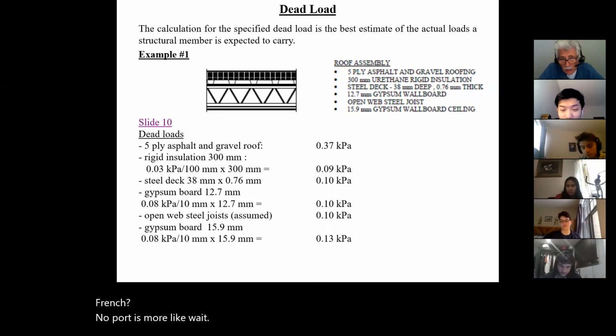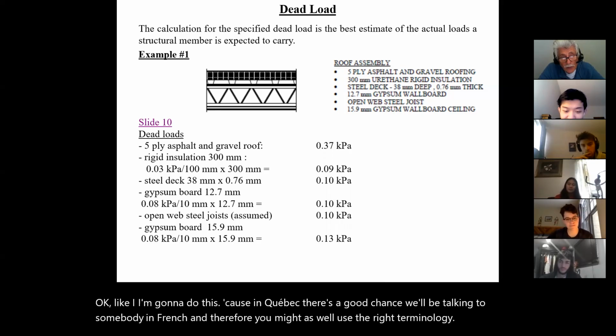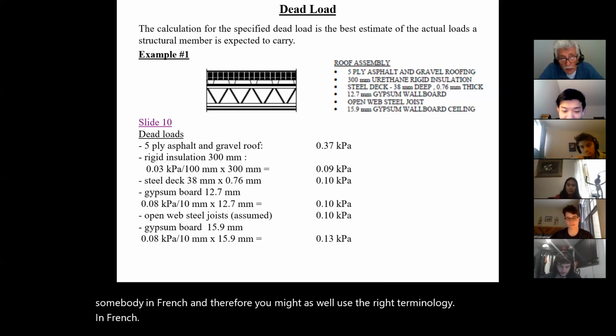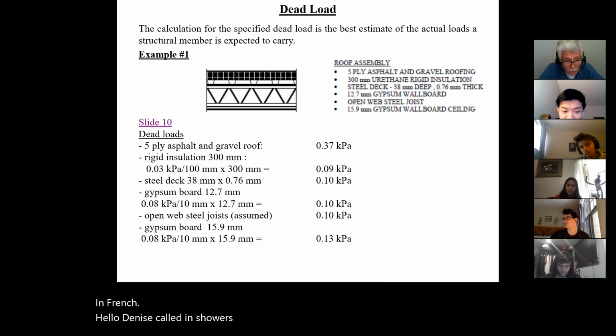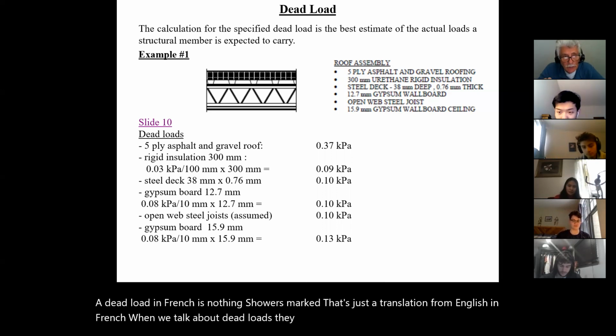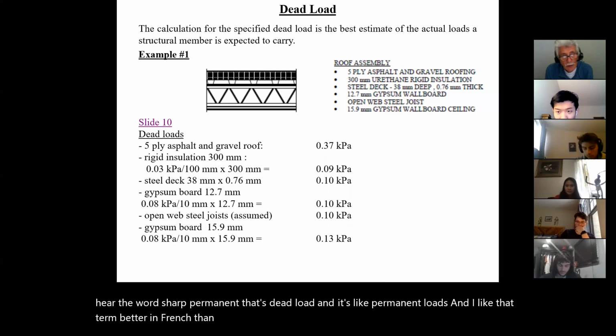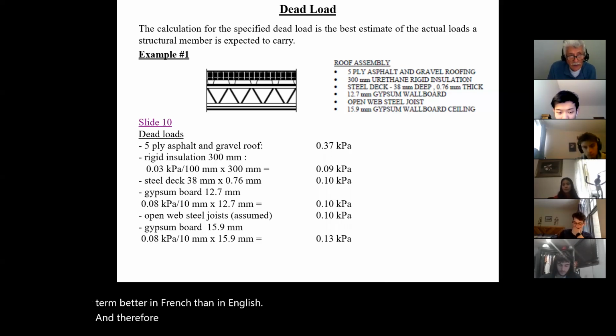I'm going to do this because in Quebec, there's a good chance you'll be talking to somebody in French, and therefore you might as well use the right terminology. In French, a load is called une charge. Now, a dead load in French is not une charge morte. That's just a translation from English. In French, when we talk about dead loads, they call it une charge permanente. So whenever you hear the word charge permanente, that's dead load, and it's like permanent loads. And I like that term better in French than in English. Therefore, in French, dead loads are called les charges permanentes, and that's how you say dead load, okay?